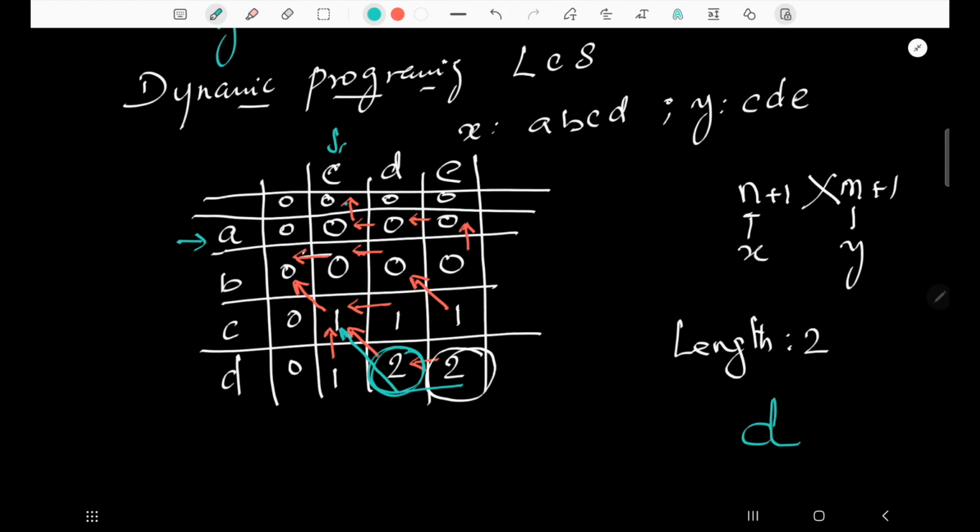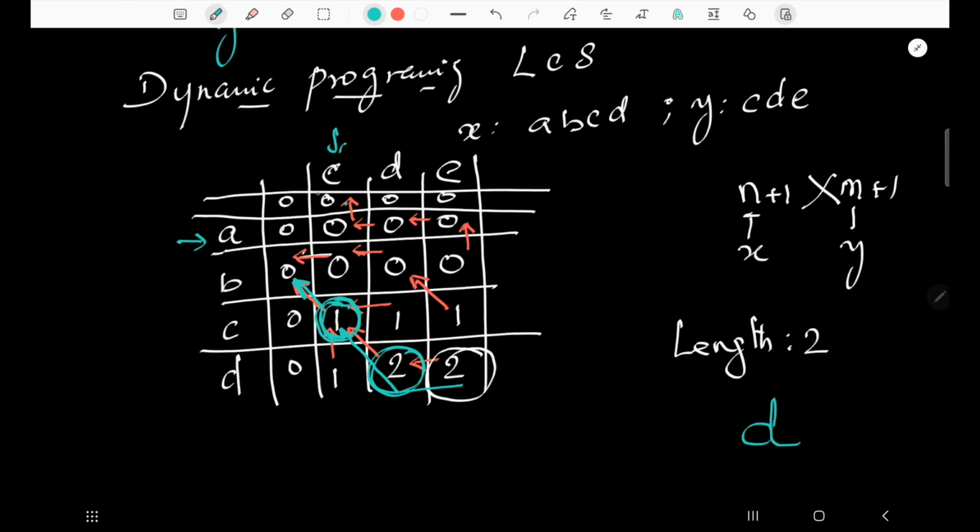So here again I end up in a 1. Okay, so here this one also diagonally is moving upward. So whenever the cell points diagonally, you need to mark the cell.